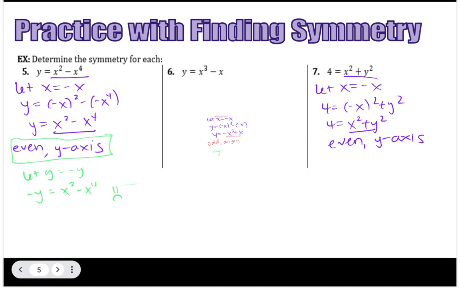The same thing, I think you can probably already see this. This is not going to be exactly the same. So the only symmetry on number 6 that is true is the origin.